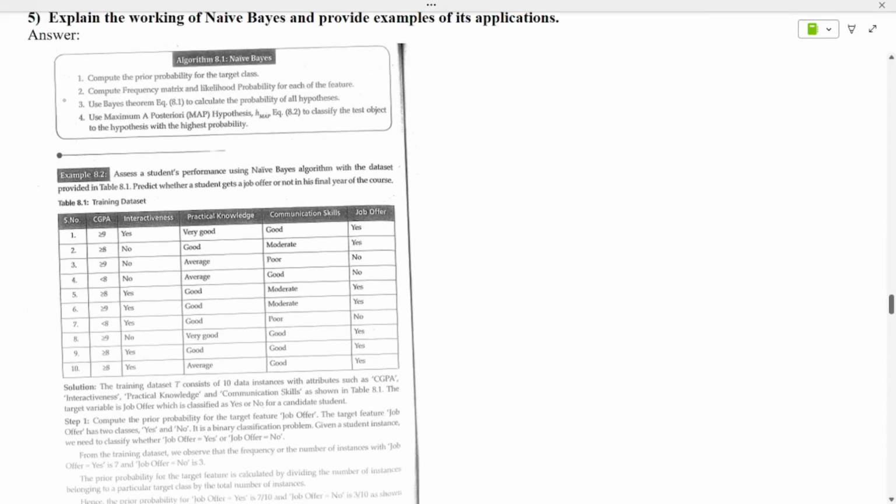Next is about this naive Bayes. This is also very similar to the question we did in the previous third module. You will just be calculating the frequency matrix and the prior probability. The frequency matrix is nothing but how many offers you have for job offer yes and job offer no, and the likelihood probability is, see, 3 out of 7, 4 out of 7, 0 out of 7, 1 by 3, 0 by 3 and 2 by 3. If you first calculate this frequency matrix, you can easily write this likelihood probability matrix. I'll just explain for interactivity.